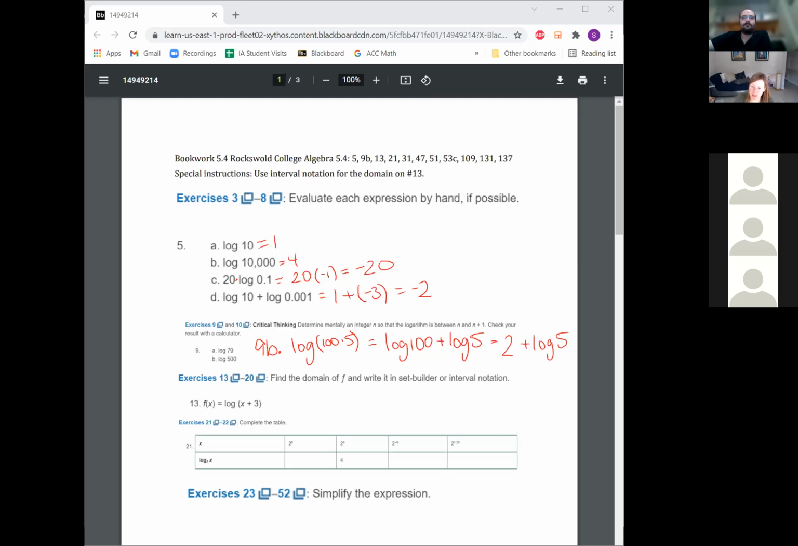Every single person did it this exact same way? Yes. That's exactly how I did it. I got the wrong answer, so what I did was wrong. So everyone else did it this way. I think the directions say something different though. The directions say determine mentally an integer n so that the logarithm is between n and n plus 1. Check your results with the calculator. So what does that mean? What are those directions telling us to do?